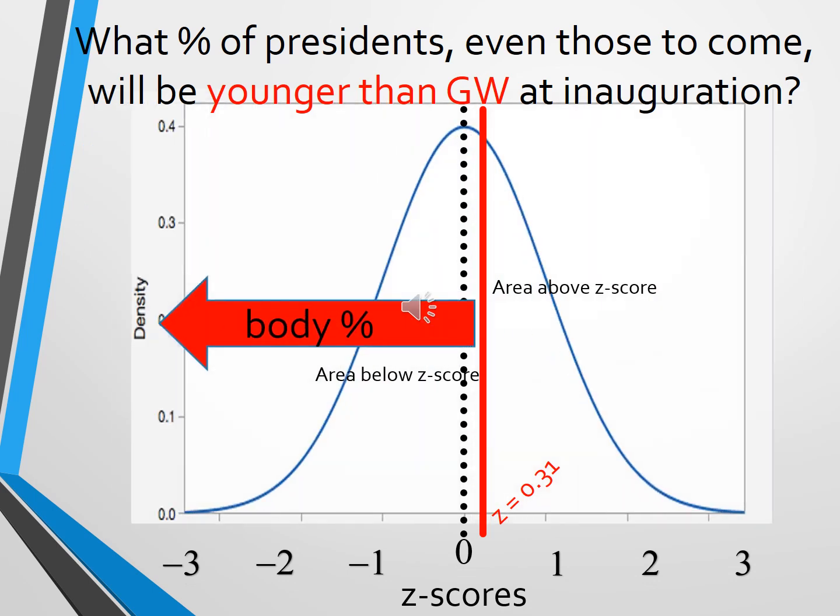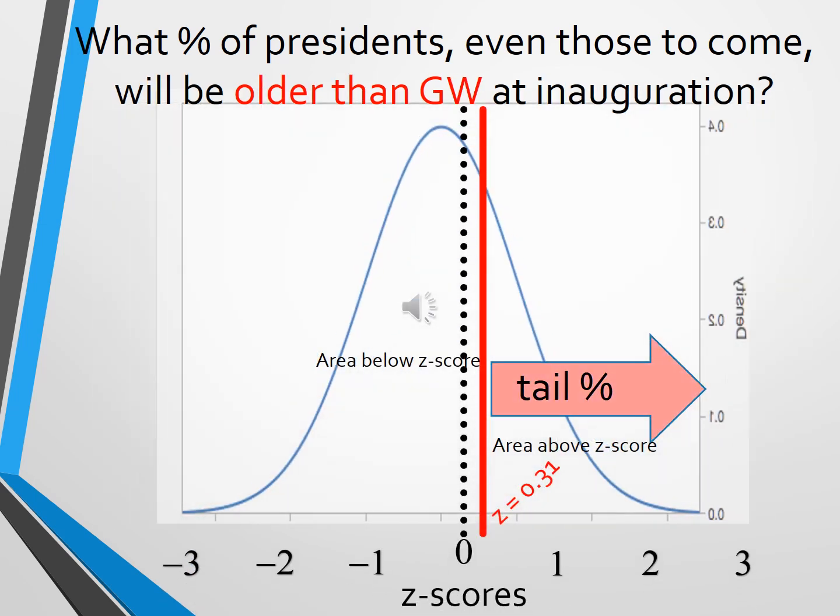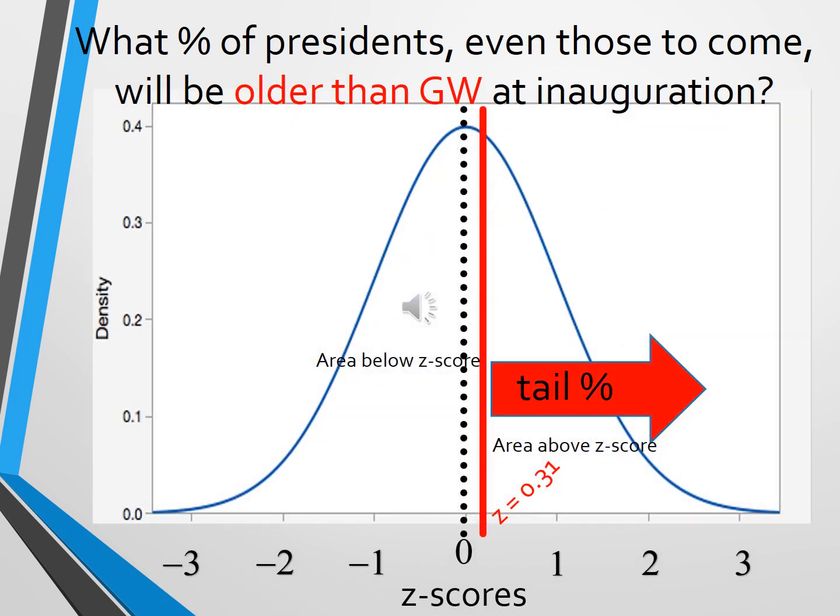So if we want to know what percentage of presidents are younger than George Washington at inauguration, then we're asking about the body, the percent below z. If we want to know what percentage of presidents are older than George Washington, then we're talking about the percentage of scores in the tail, the percentage of ages in the tail. The areas in the body and the tail are some proportion of the distribution that we can find and then multiply by 100 to get the percentage of the distribution in both those areas.